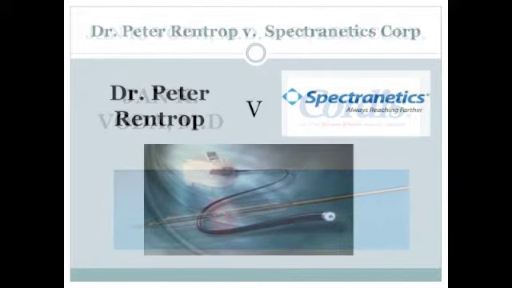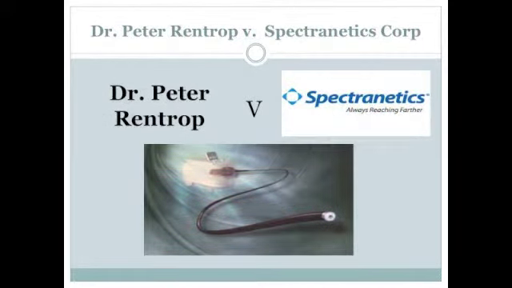The next case we're going to be discussing is Dr. Peter Rentrop versus the Spectranetics Corporation in 2007, which is another case involving a physician or an individual inventor suing a large medical device company for patent infringement. Essentially, in the 1990s, Dr. Rentrop used one of Spectranetics' new excimer laser catheters. Essentially, this laser technology was designed to ablate plaque in coronary arteries.